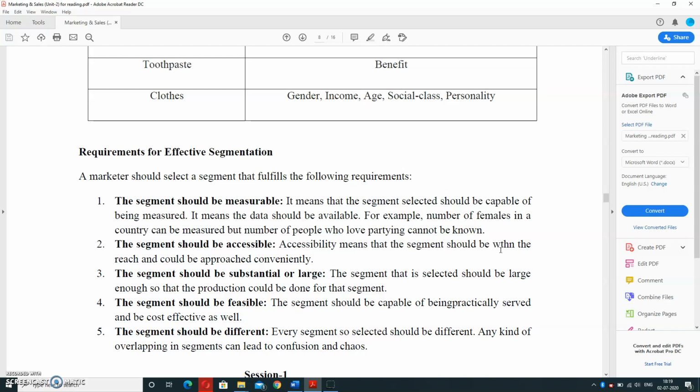In this session, we have covered what is segmentation, what is market segmentation, consumer segmentation, business segmentation, and the basis of segmentation. In the next video, we will discuss targeting and positioning of the product.